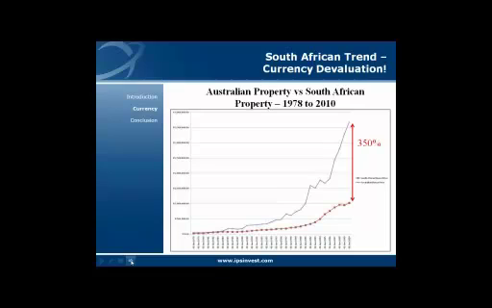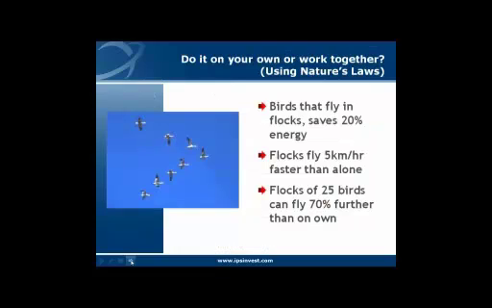Now, the point of tonight is to understand from a gentleman that specializes in this what those trends are. And I just wanted to go back to the whole nature's laws, that whole thing of a bird flying in a flock. 25 birds flying in a flock can fly 70% further than a bird flying on its own. And my attitude with inviting James, and it's a great honor to have him online, and we really appreciate him giving up his time for us, is: why go out and try and learn it all yourself? Why go out and try and study all the graphs?